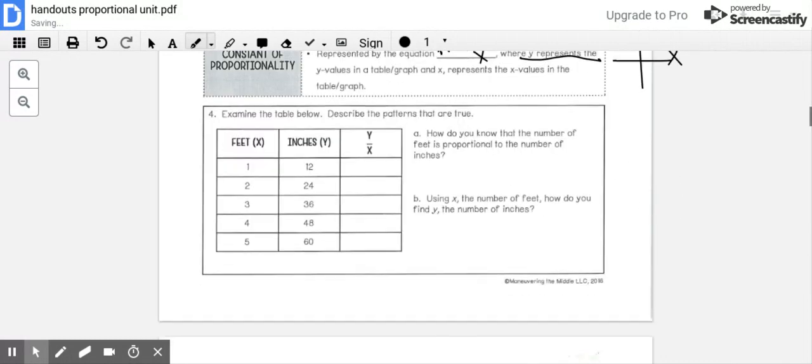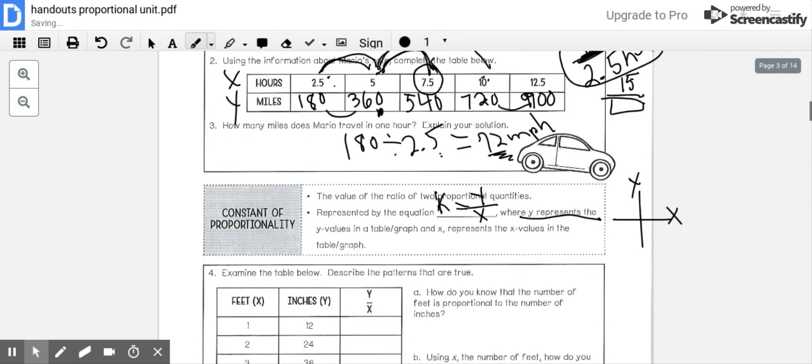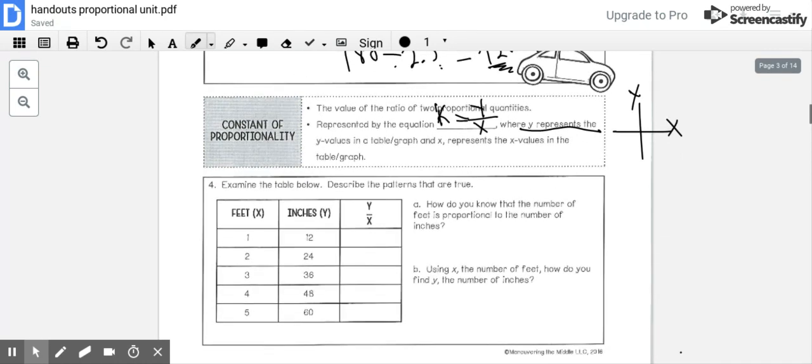Okay, so you're going to examine the table below and describe if the patterns are true. This is probably weird because you already know 12 inches are in 1 foot. But we want you to do y divided by x. So we want you to actually do 12 divided by 1, which is 12. And then 24 divided by 2, which is 12. 36 divided by 3. You should get 12 every time, and you can use a calculator.